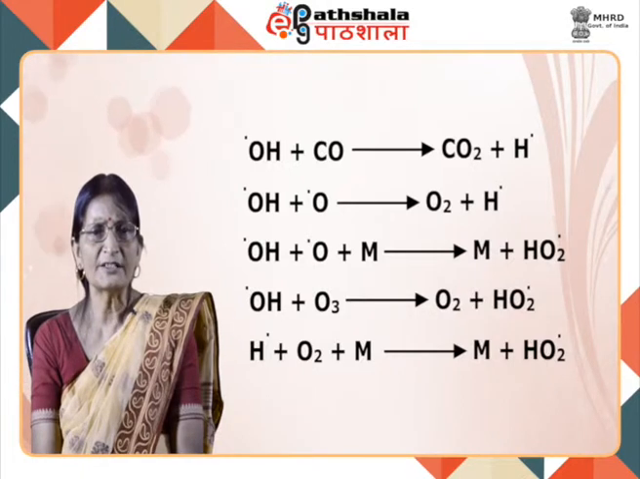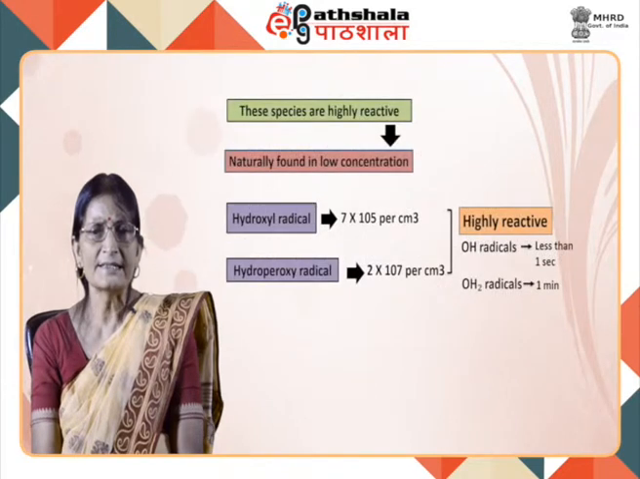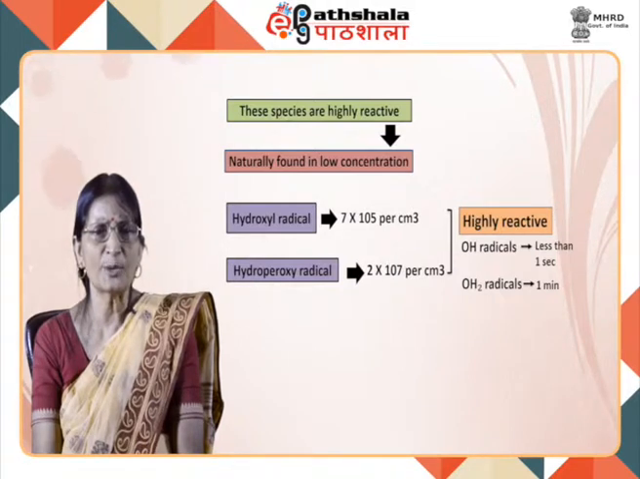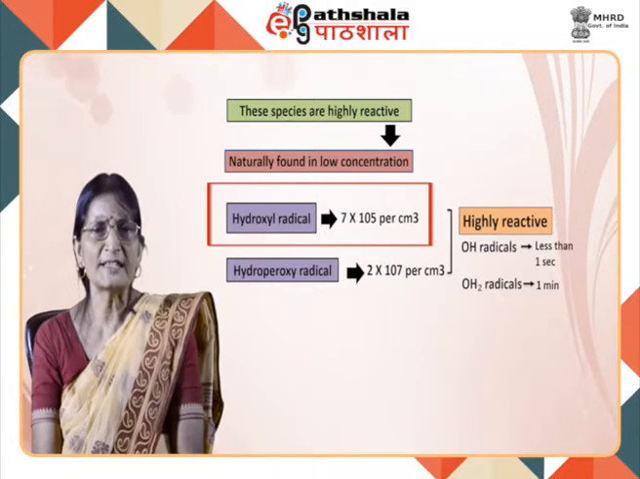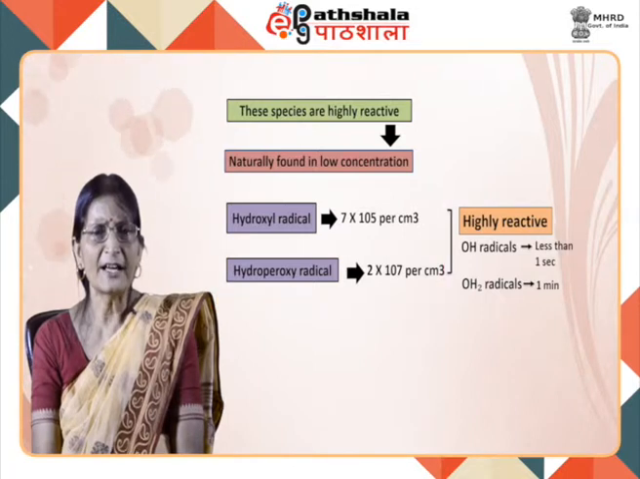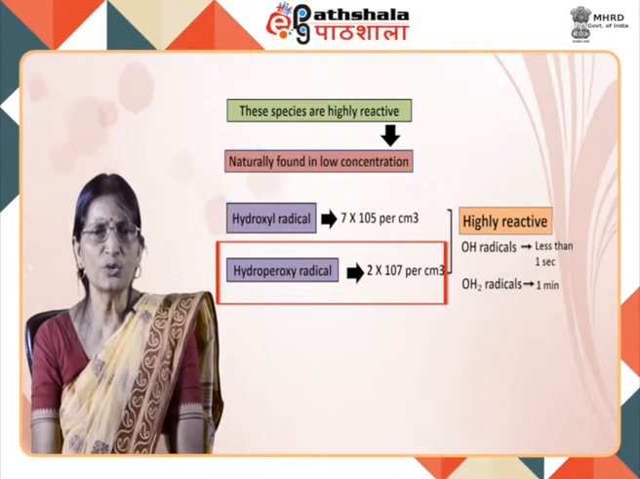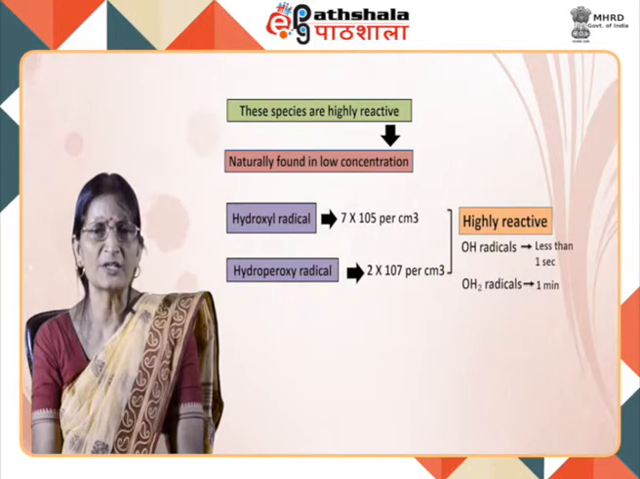These species are fundamental to the chemistry of the atmosphere in the gas phase. Since these species are highly reactive, their concentration is very low in the atmosphere. Their typical atmospheric concentrations are: hydroxyl radicals 7 × 10^5 per cubic centimeter of air, and hydroperoxy radical 2 × 10^7 per cubic centimeter of air.